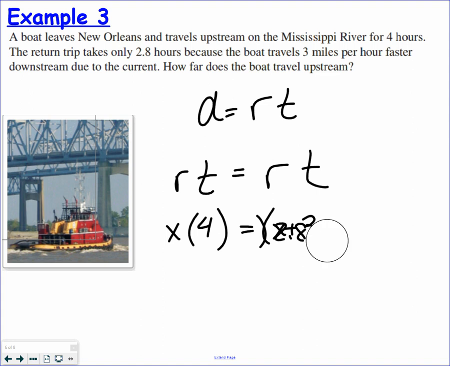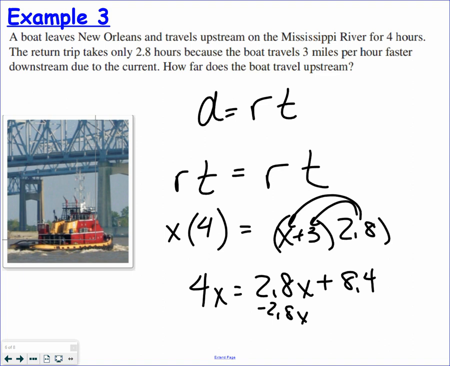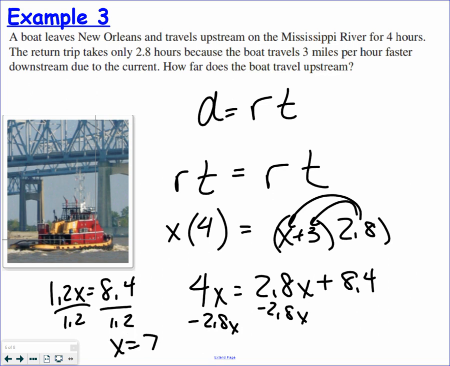For some reason, my board went messed up there. So let me try this again. You're going to distribute the 2.8. So 4x equals 2.8x plus, now again, some of you might need to use a calculator here, 8.4. Subtract 2.8x to get the x's on the same side. So now 1.2x equals 8.4. Divide by 1.2, and x is equal to 7.